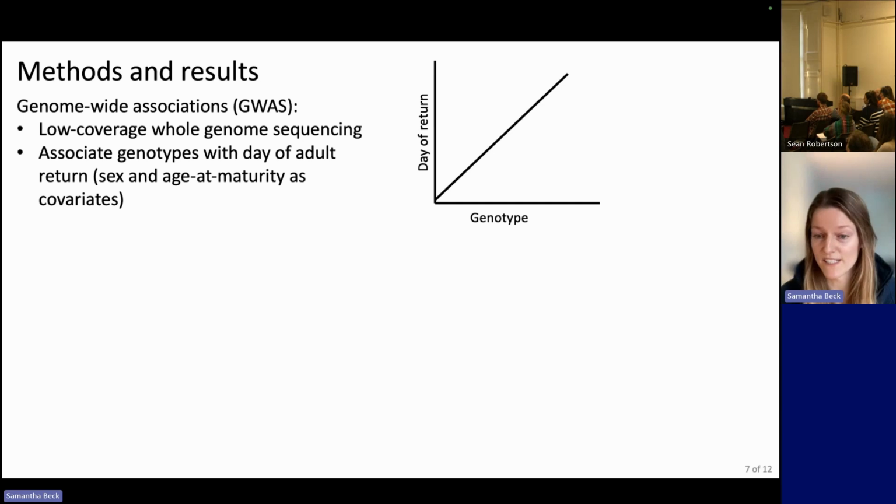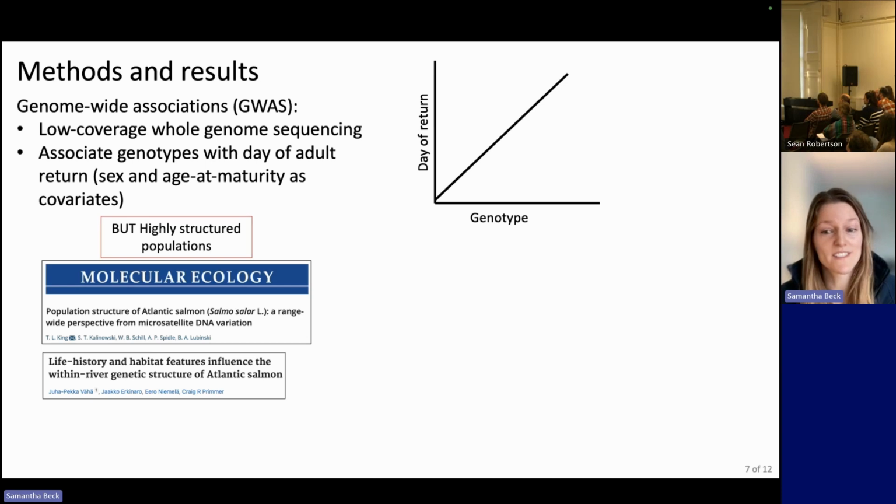So then we correlate these SNPs, our genotype, with the individual day of adult return, whilst accounting for things like sex and age at maturity as covariates. But we also need to consider the fact that Atlantic salmon have very strong natal homing. So this results in highly differentiated populations, or highly structured populations. To try and account for this, we also include population structure as a covariate as well.